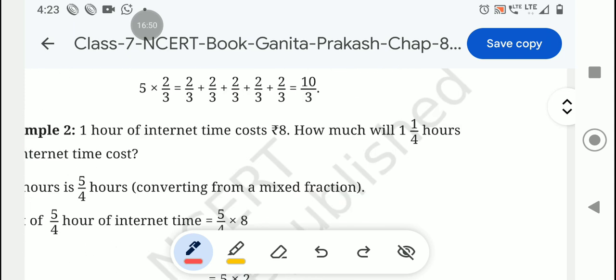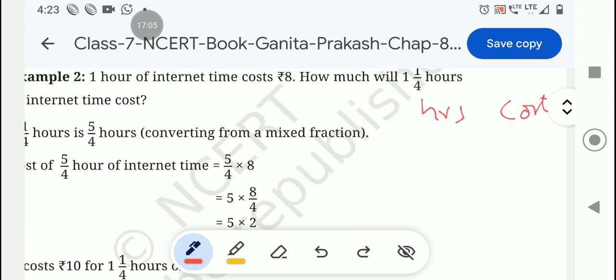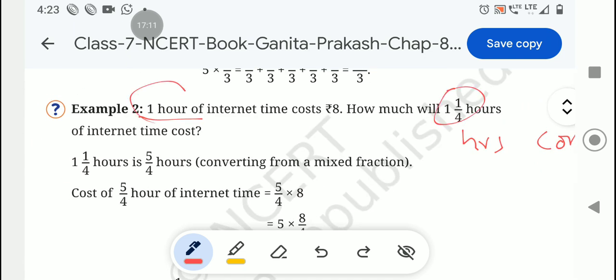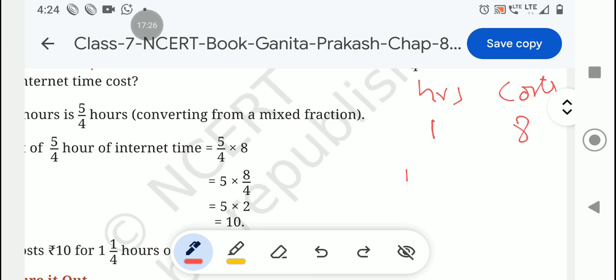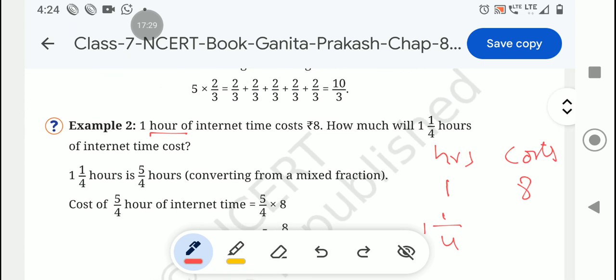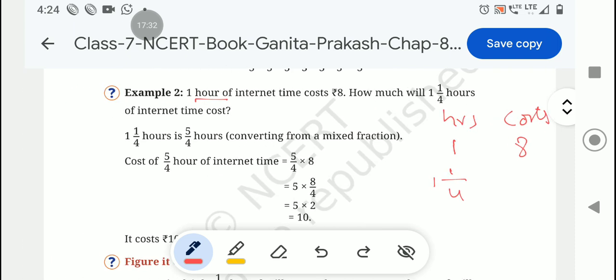There's no need to do the whole cross multiplication till you get the answer. Just first write hours, and this is cost. Okay? This is hours. Now, which did they give first, 1 by 4 or 1 hour? 1 hour, right? So here you have to write 1. Again in cost, 8 rupees. Again here 1 by 4 has been given. 1 by 4. In cost 8, we have to find, so we'll take that as x.